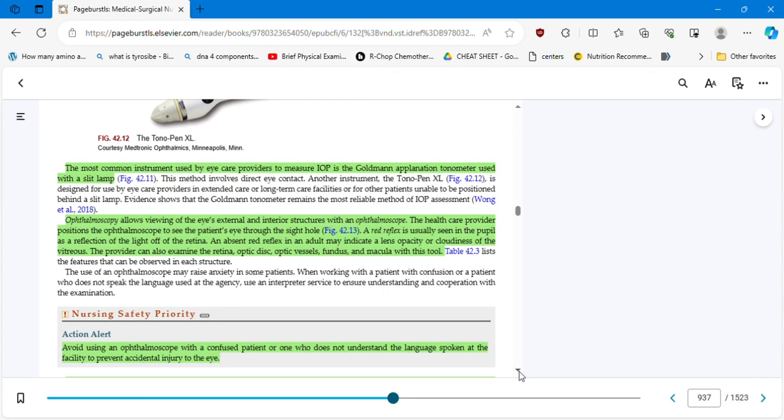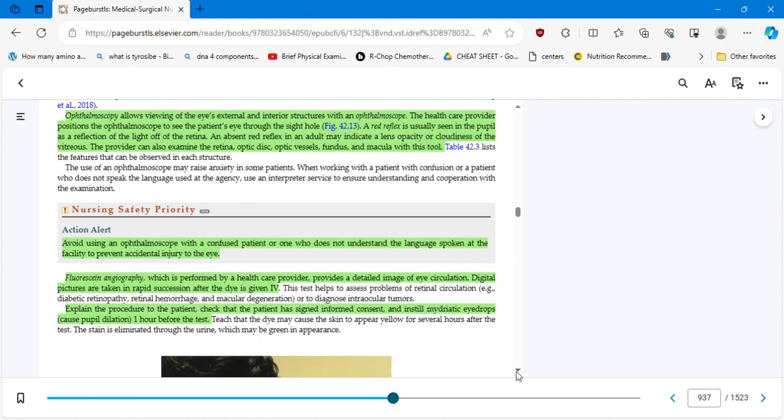Ophthalmoscopy allows viewing of the external and interior structures of the eye. The healthcare provider positions the ophthalmoscope to see the patient's eye through the side hole. A red reflex is usually seen in the pupil, with a reflection of the light off the retina. An absent red reflex in an adult may indicate a lens opacity or cloudiness of the vitreous. The provider can also examine the retina, optic disc, optic vessels, fundus, and macula with this tool.